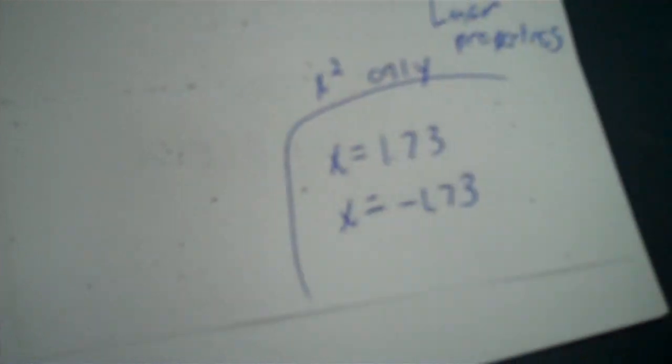Now 3 is not a perfect square, so it's going to be irrational. So the square root of 3 is 1.73. But that could be positive or negative when you find the square root. Okay.